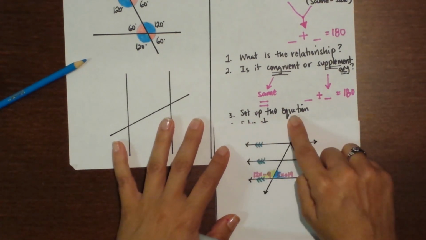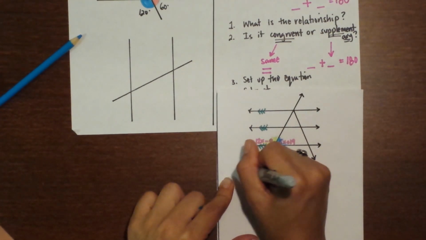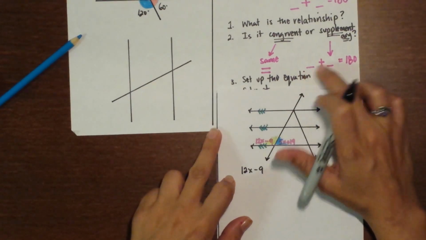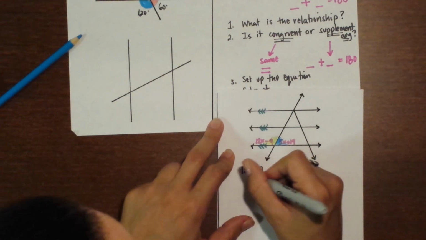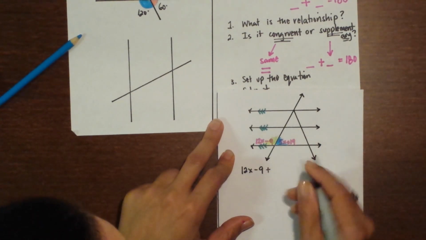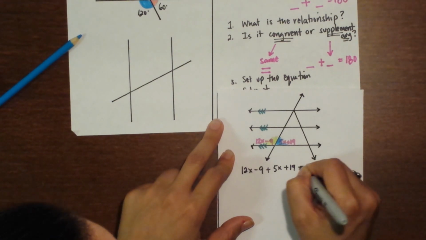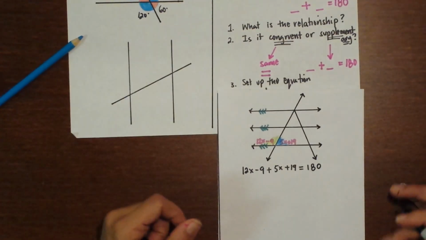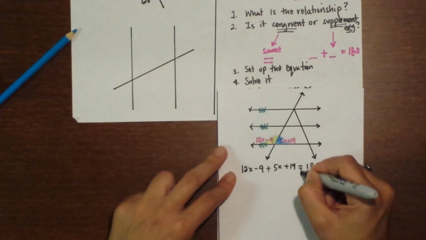All right, so let's go ahead and set up the equation. So you take 12x minus 9, and it says we're going to add them together and then put them equal to 180. So we're going to do this plus this equals 180. So that plus this, 5x plus 19, equals 180. So that plus that equals 180. Once you set up your equation, go ahead and solve your equation.